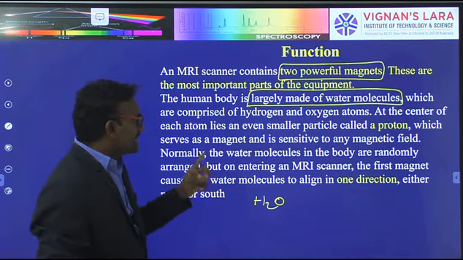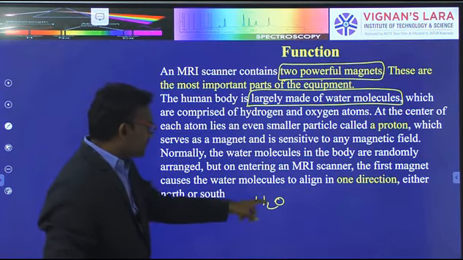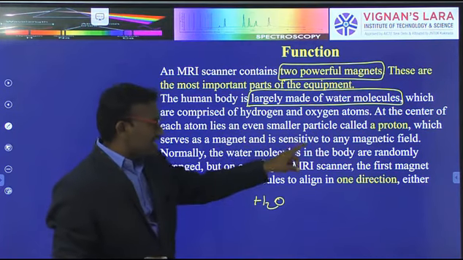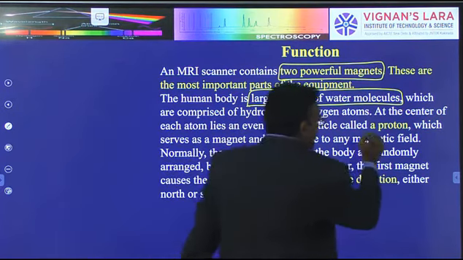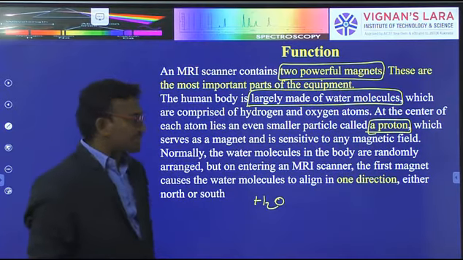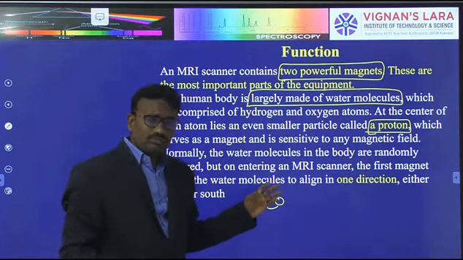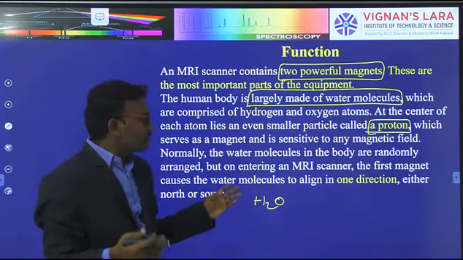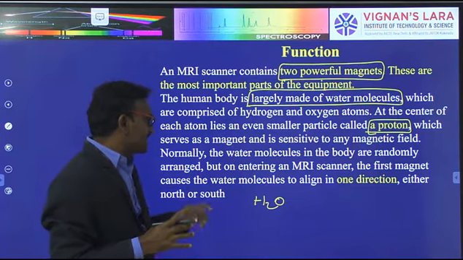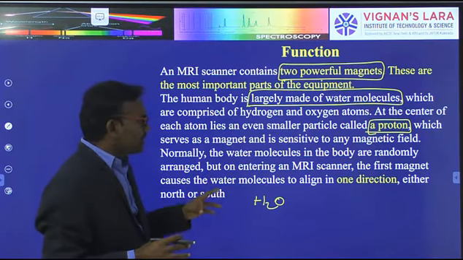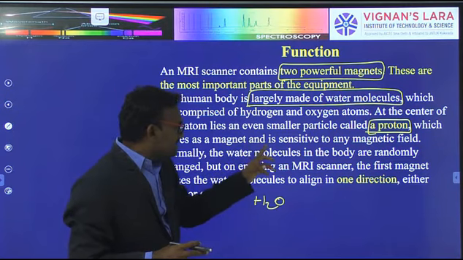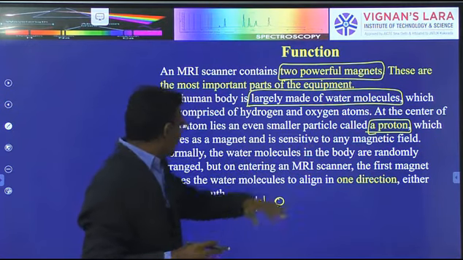At the center of each atom lies an even smaller particle called a proton. Each atom has one proton, and some atoms have a larger number of protons. The protons in each atom serve as a magnet and are sensitive to any magnetic field.